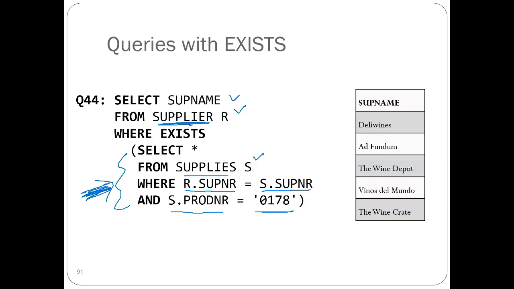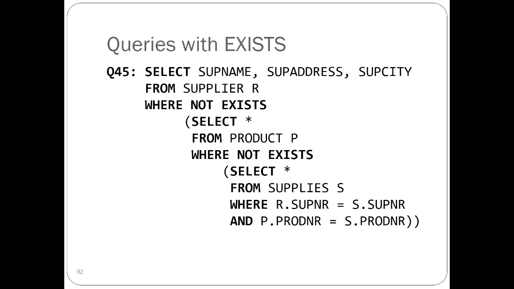Now, similar to exists, we have a not exists also. If I replace exists by not exists, then which suppliers will I list? Here, the suppliers that you're looking at are those who supply the product 0178. If I ask you a very simple question, how to modify this query such that we list the supplier names who do not supply the product 0178, what will you do? Replace exists with not exists. It's that simple. The complement, you may call it.